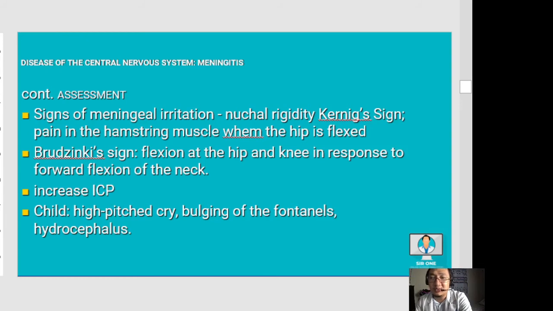Just a continuation of the assessment and manifestations is the presence of nuchal rigidity, Kernig sign, and Brudzinski sign. Kernig sign is a pain in the hamstring muscle when the hip is flexed. We also have Brudzinski sign, flexion at the hip and knee in response to forward flexion of the neck. These are abnormal reflexes. These are danger signs actually. These are signs that there is something wrong with the brain. In case of increased ICP, if it's an infant, there is a high pitch cry, bulging of the fontanelles, and possible hydrocephalus.